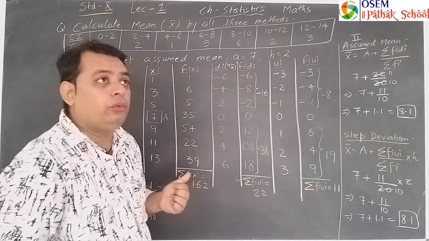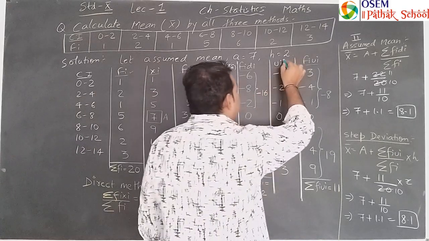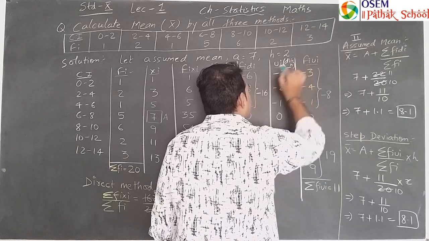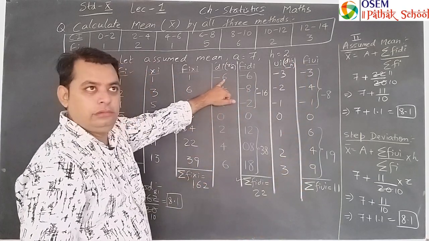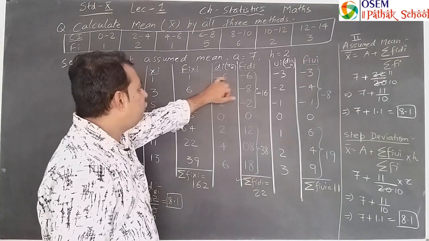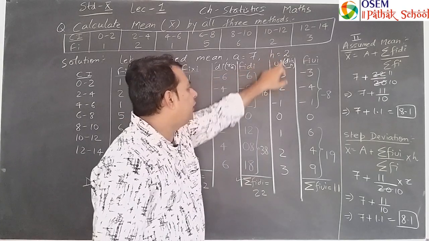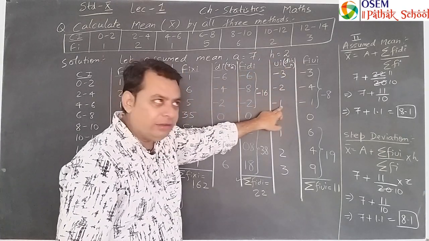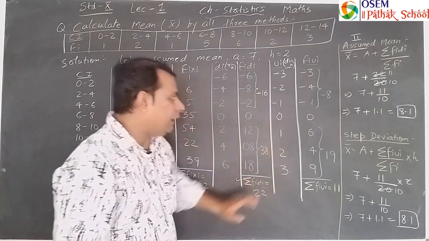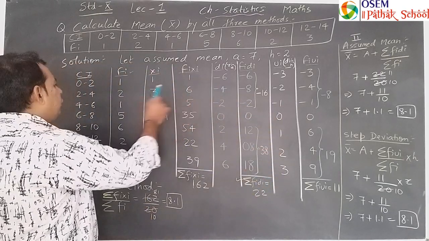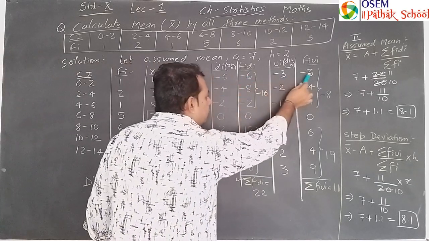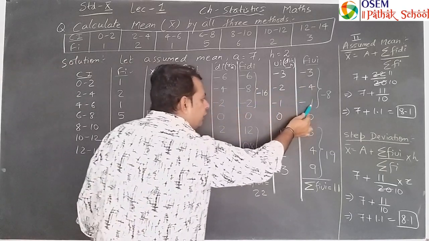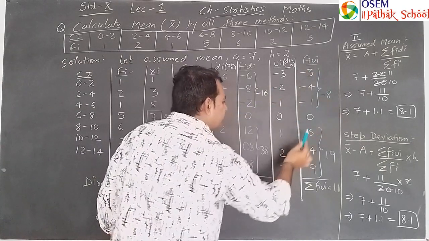Now I am explaining how to take out the ui. For ui we have to use di divided by h. So what is di? di is minus 6. And what is h? h is 2. So minus 6 divided by 2 is minus 3. Minus 4 divided by 2 is minus 2, minus 2 divided by 2 is minus 1, then 0, 1, 2, 3. Now just multiply Fi into ui. 1 into minus 3, 2 into minus 2 is minus 4, 1 into minus 1 is minus 1. Done the total of this one, it will be minus 8.